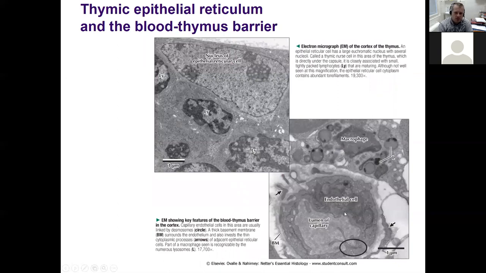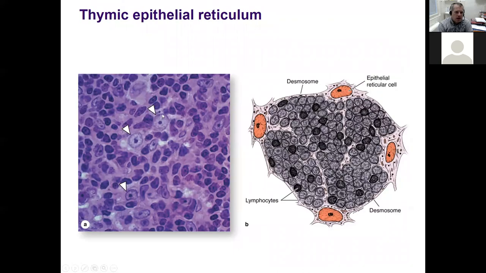So this is an illustration of the blood thymus barrier. Here is the blood. Here is the continuous endothelium, basal membrane, and the processes of the thymic cells. Again, this is the thymic reticulum, the reticular epithelium that provides this network. And inside, all these basophilic cells are lymphocytes.